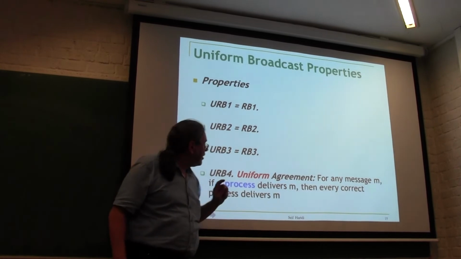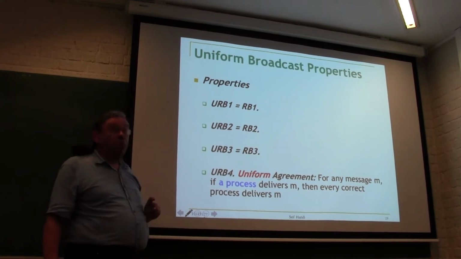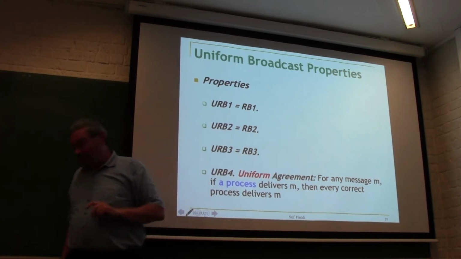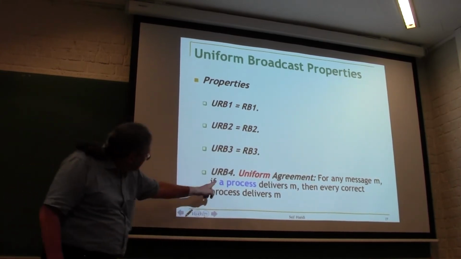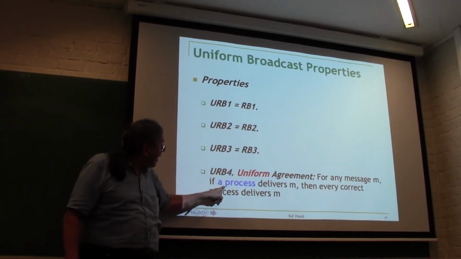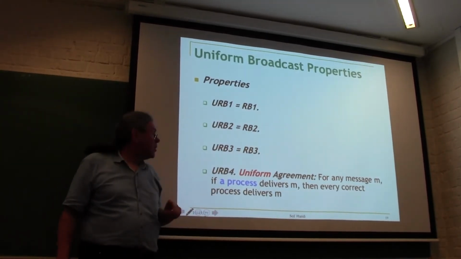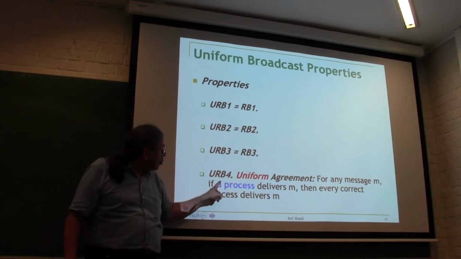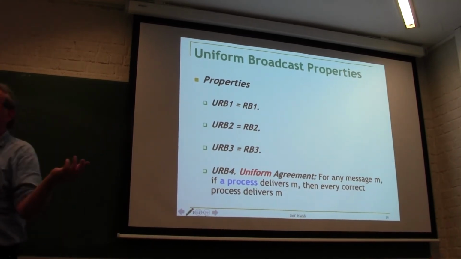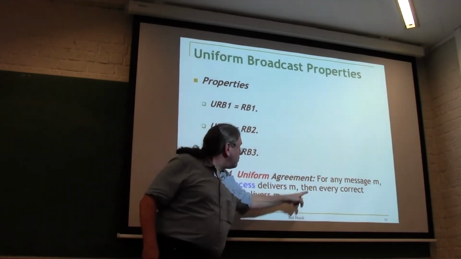But this is called uniform agreement. If a process delivers M, then every process delivers M. So this is slightly different from the reliable one. There's one adjective missing here, which is correct. So in the reliable broadcast, if a correct process delivers M, then every correct process delivers M. Whereas here, if any process, including failed ones, delivers, and then crashes, it delivered. It actually delivered. If that happens, then all the correct processes deliver M.